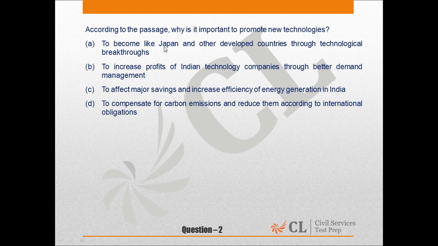A talks about a peripheral issue like India has to become like Japan and all. Japan, MITI is mentioned in some other context altogether. So A is not the answer. To increase profits of Indian technology companies is not mentioned anywhere in the passage. D says to compensate for carbon emissions and reduce them, but the last part, according to international obligations, is not mentioned anywhere in the passage.